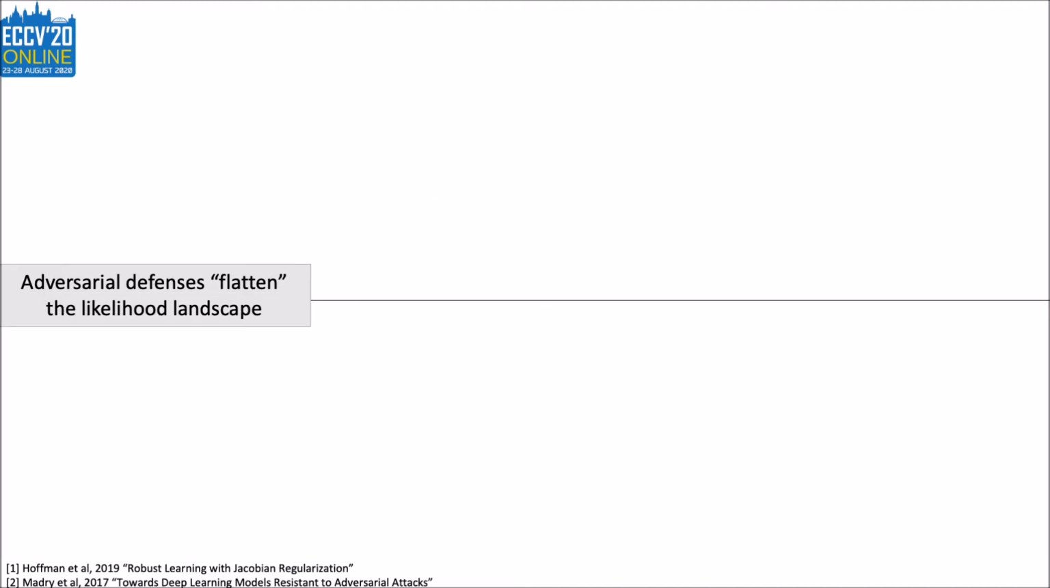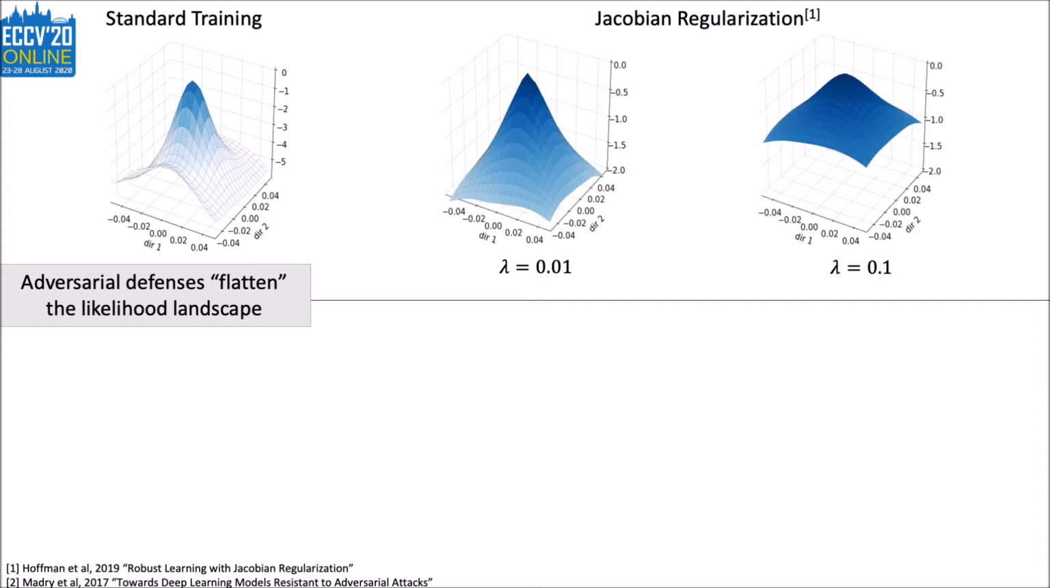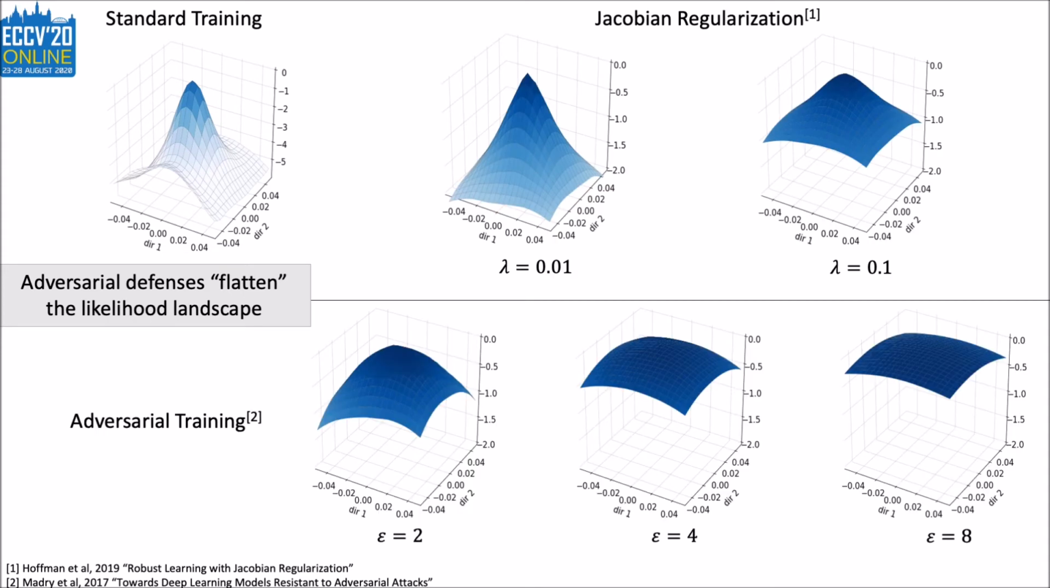We then plot similar graphs for two popular defense techniques, Jacobian regularization and adversarial training. Both defenses intrinsically tend to flatten the likelihood landscapes. The stronger the defense, the more pronounced this effect becomes.